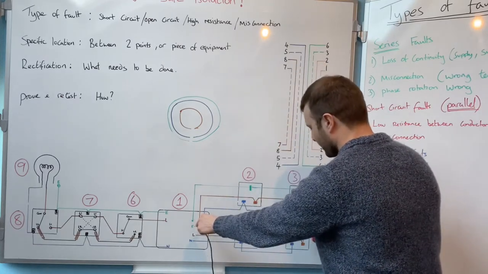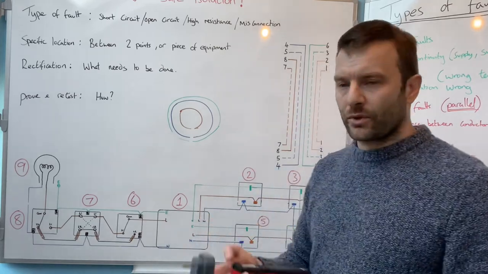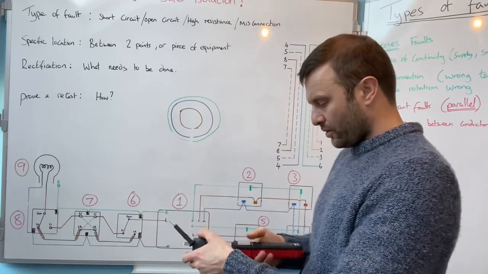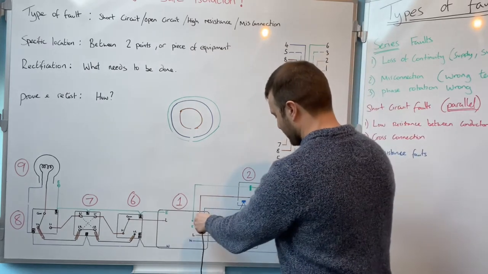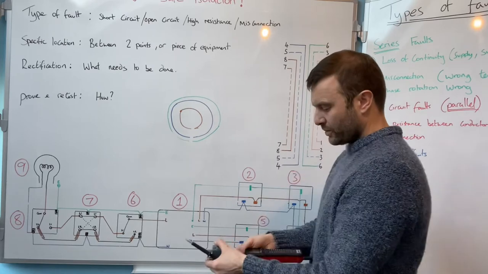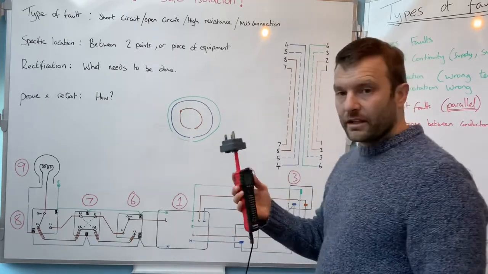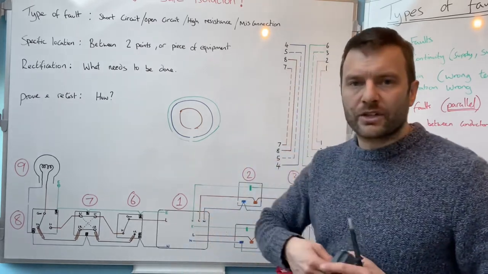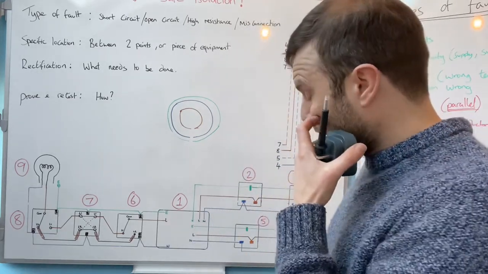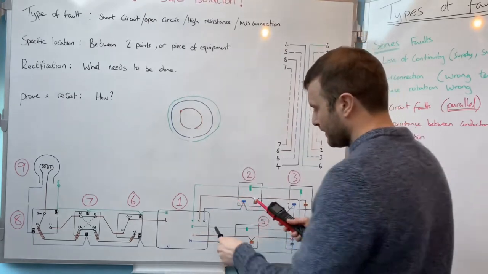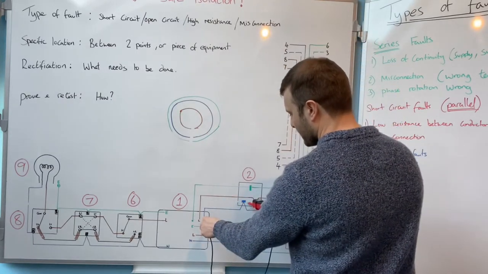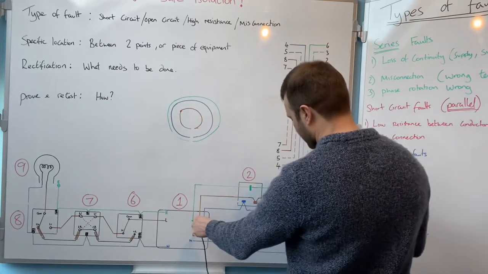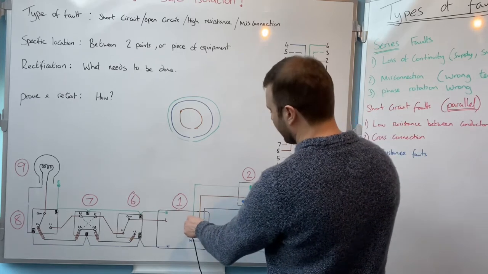I could then move to every socket, doing the same thing, flicking the switch and making sure the continuity is okay. Once I've done the live, I could then do the neutral. So I'll put that into the neutral and test the neutral: continuity, continuity, continuity, continuity. And I can also do the earth. I could then put that into the earth and do the same. If I had a cross connection, then it would show up. So all I'm doing is neutral to neutral, continuity yes all the way around, live, continuity yes all the way around, and earth all the way around.